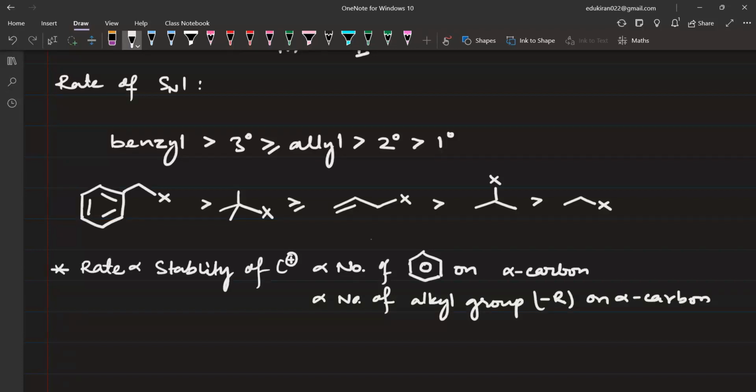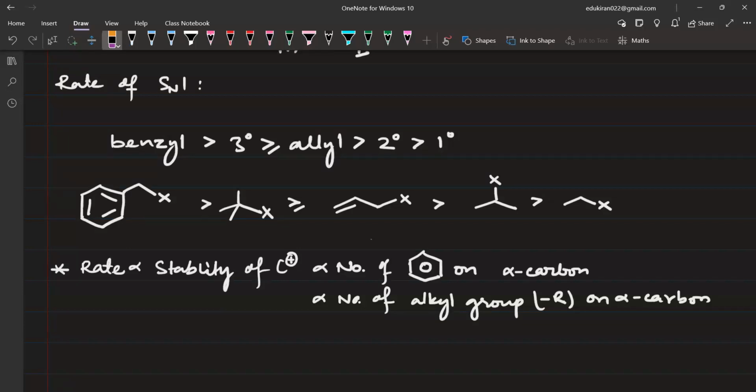ठीक है, this is very easy to understand ना, benzene ring, because benzene is going to give you the highest reactivity. What about alkyl group? More the number of R group, higher will be the degree of carbon ना. अगर if you have 3 alkyl groups, then it is 3-degree, so it is very fast. Then 2-degree, and then 1-degree. So if you have more alkyl groups around the alpha carbon, then also the reactivity is going to increase.